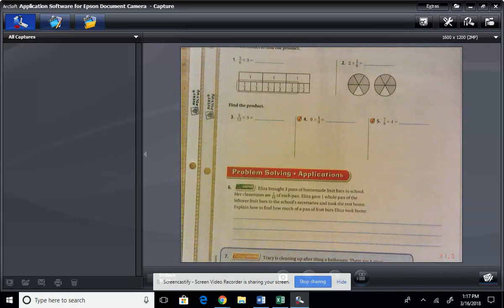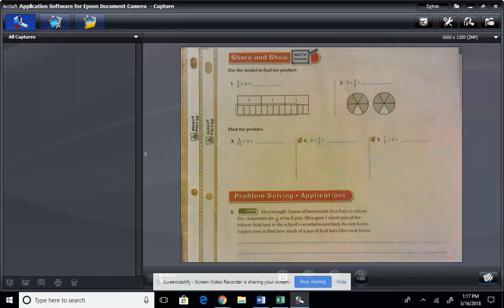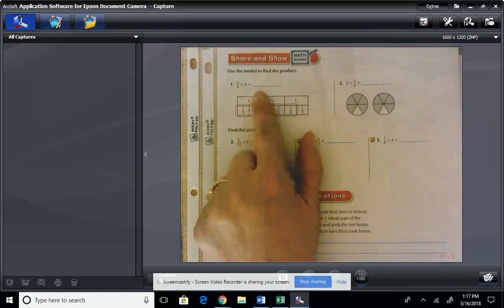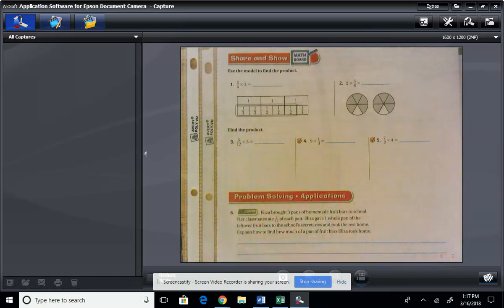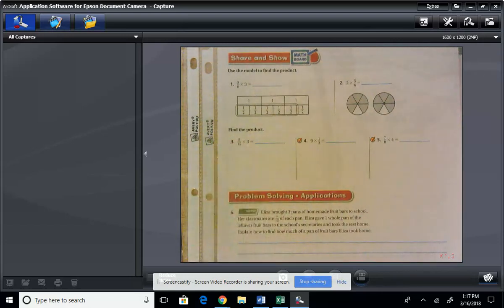All right. Here, they draw a model for you to do. They've got it here. I would like you to answer the question. I want you to do 1, 2, 3, 4, and 5. Find the product. If you need to draw a model, awesome. If you don't, show me your work, what you're doing.